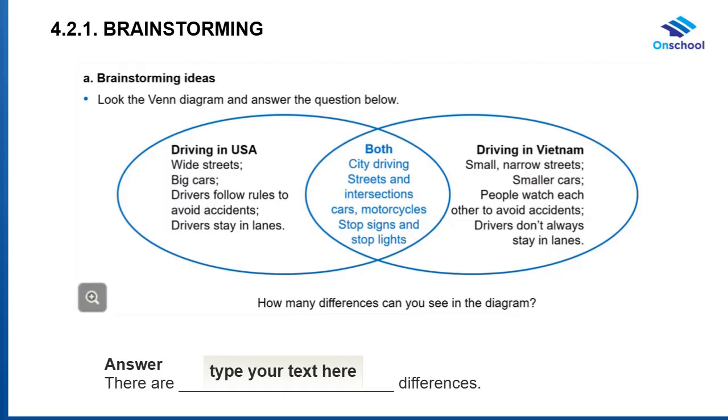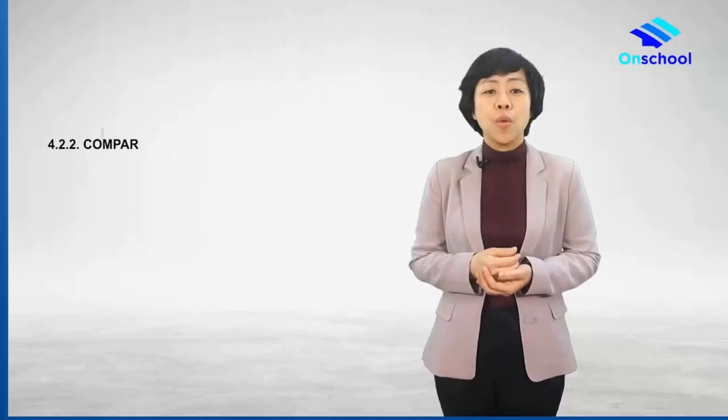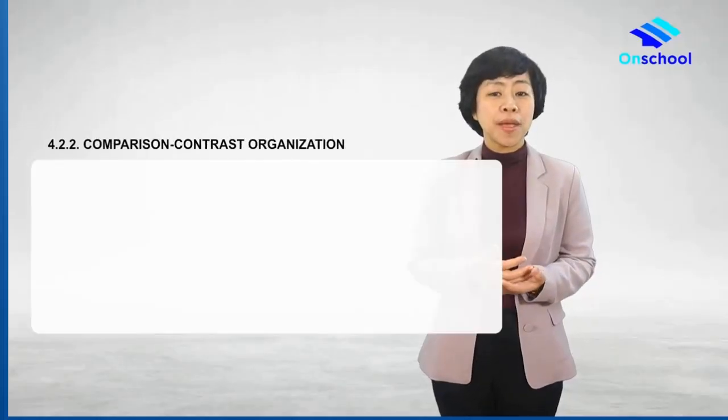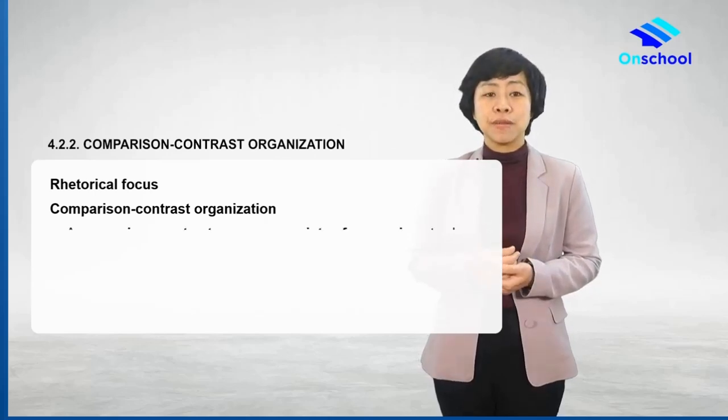Can you look at the Venn diagram and find out how many differences you can see in the diagram? Let's continue with brainstorming vocabulary. You need to match the verbs on the left with a noun on the right. We have completed the step of brainstorming, and now let's study the comparison contrast essay organization.